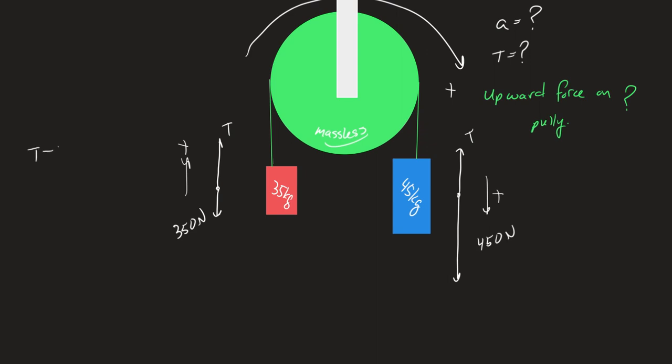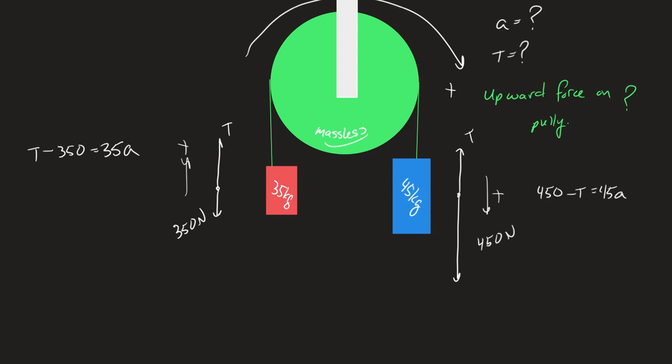All right, so T minus 350 equals 35A. Net force equals MA. 450 minus T equals 45A. Net force equals MA. Any questions? If you're accelerating clockwise, why would it be T minus MG and not MG minus T? Because upwards is positive on this side, and downwards is positive on this side.